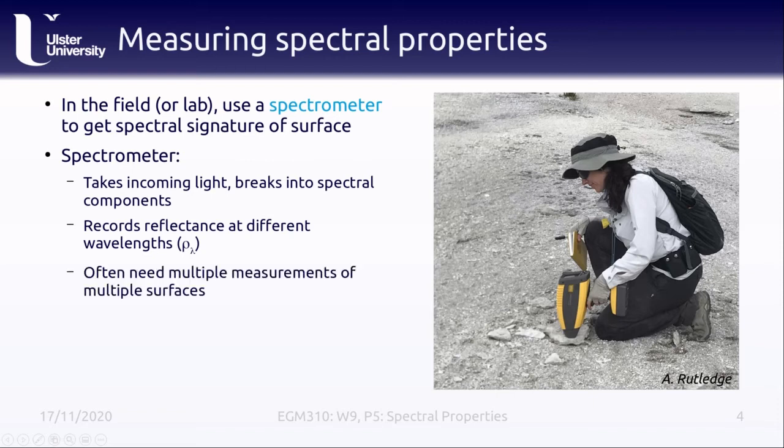We often need to take multiple measurements of multiple samples, as even the same material can have variable spectral signatures. Remember again that the amount of energy reflected depends on surface properties as well as the illumination angle or the viewing angle.